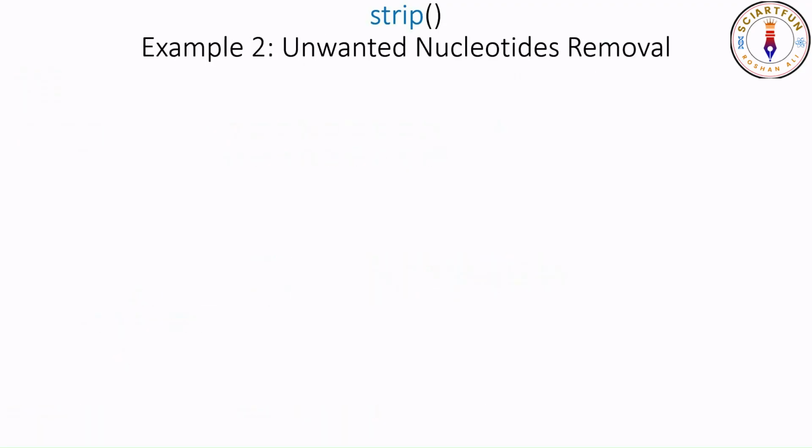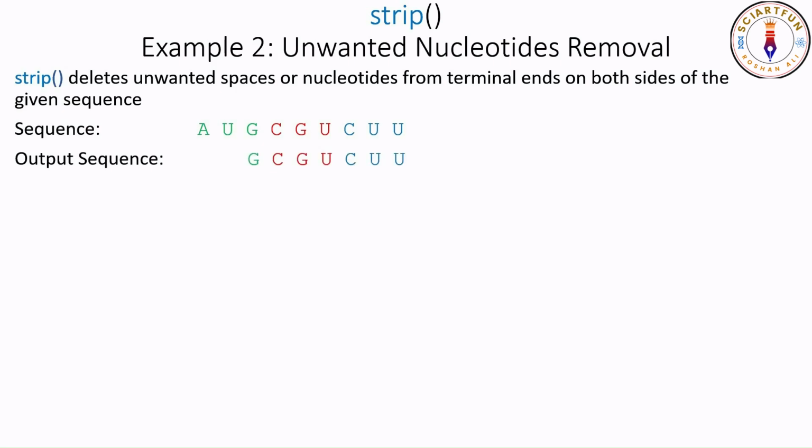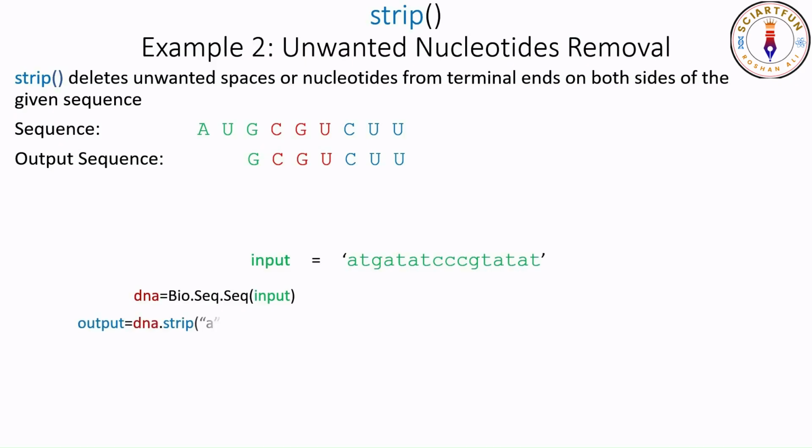Now let's come to the complicated part. In this example, I am going to show you how it removes unwanted nucleotides from the given sequence. Remember, it removes the nucleotides from both the ends, if present. Suppose this is your input sequence. You want to remove A's from both the ends. Follow these steps. At the end you will get this sequence, with A's removed from both the ends.